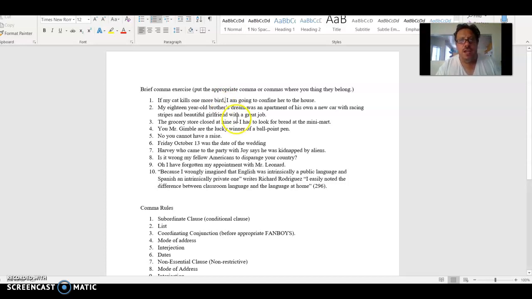Now, what I'd like you to do is, if you can, put your finger right over that first part of the sentence. If my cat kills one more bird. Now, if you were to read the second part of that sentence, I'm going to confine her to the house, you ask yourself, is that a sentence? Does it meet the three criteria? Does it have a subject, predicate, complete thought?